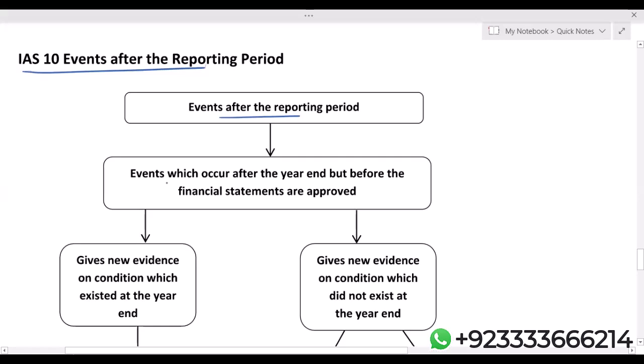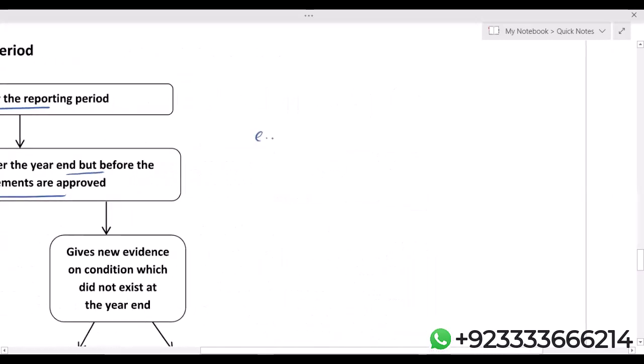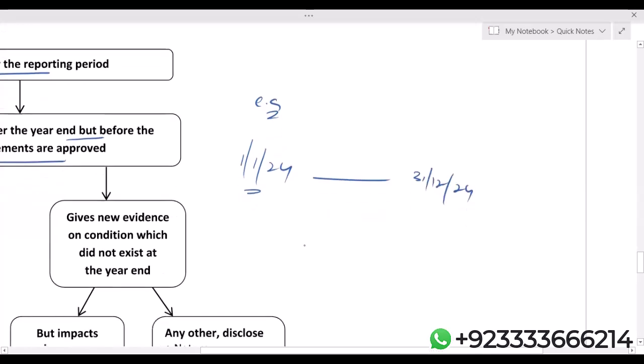Events after the reporting period are events which occur after the year end but before the financial statements are approved, authorized, meaning now the financial statements are ready to go to the stock exchange. For example, let's say the financial year is 1/1/24 till December. Normally, it takes 3 months to finalize the audit, and the books will be authorized to go to the stock exchange, let's say March 25.